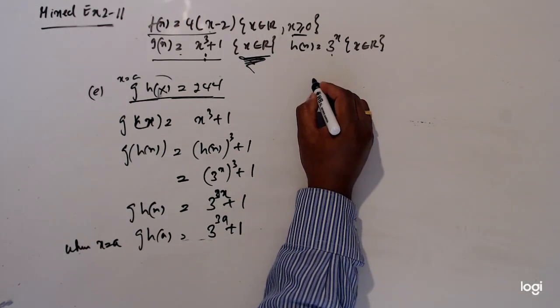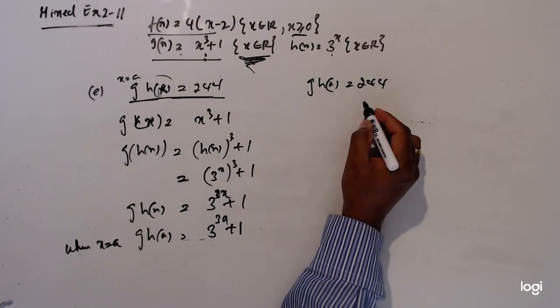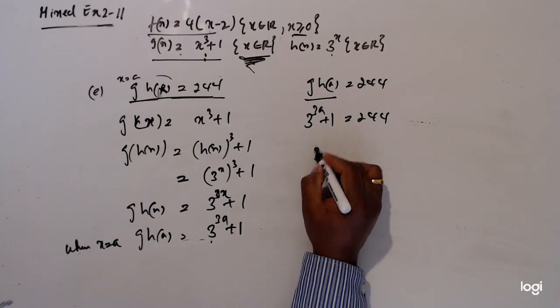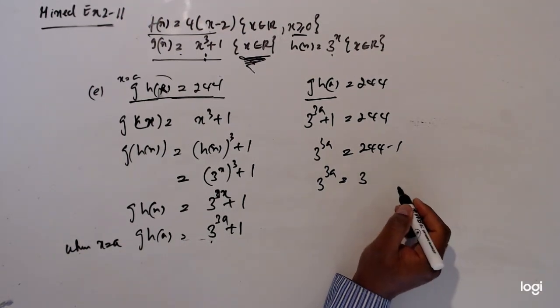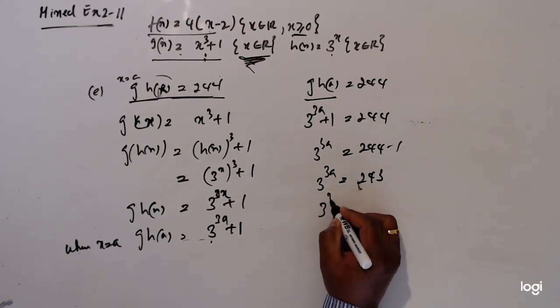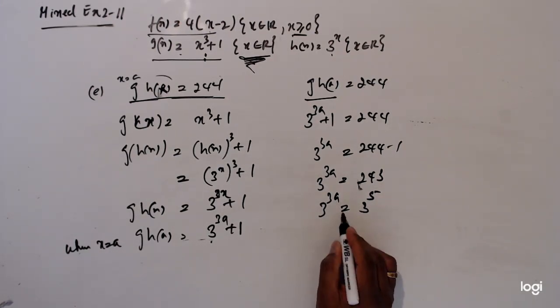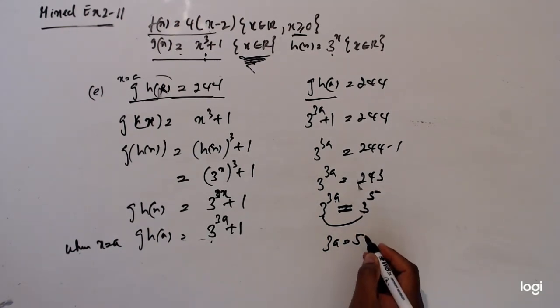So g(h(a)) equal 244. And now we know 3 to the power 3a plus 1 is 244. So this is 3 to the power 3a equal 3 to the power 5. So then the only possibility is to make them equal, since this is base 3 and 3. So 3a equal 5. So a equal 5 by 3.